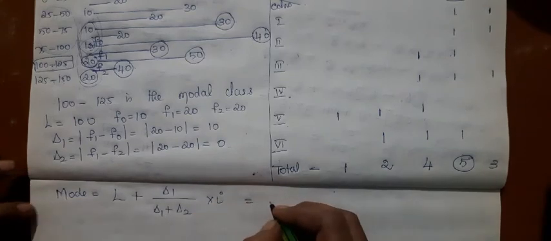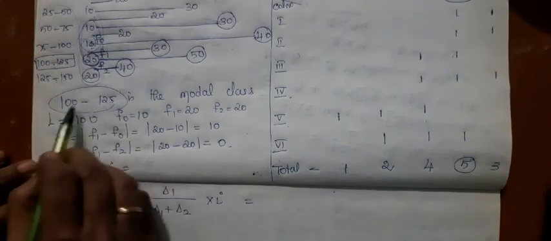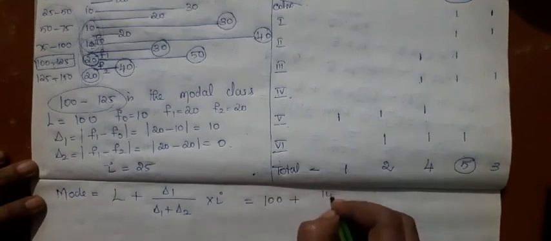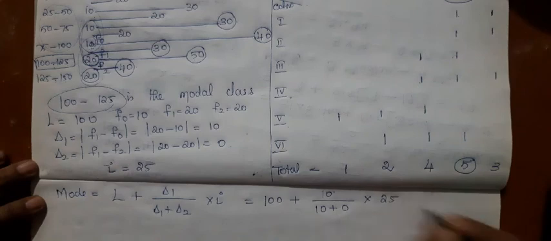What is your L here and what is your I? The modal class is 100 to 125. The difference between upper limit and lower limit in this class is 25. So L is 100, delta 1 is 10, delta 1 plus delta 2 is 10 plus 0, into I is 25. So your answer is 125. So 125 is the mode.